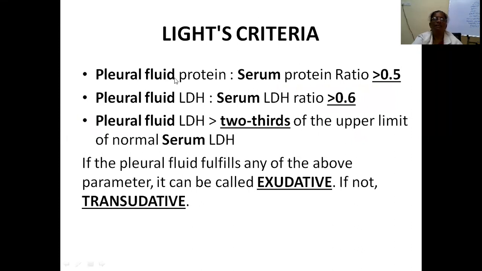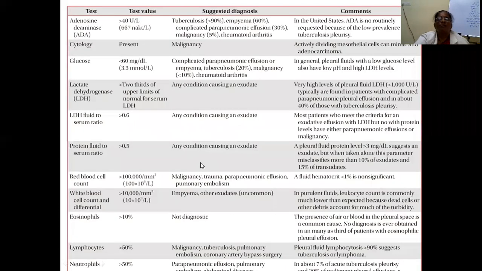Light's criteria is pleural fluid protein and serum protein ratio is more than 0.5. Pleural fluid LDH and serum LDH ratio is more than 0.6. Pleural fluid LDH more than 2/3 of upper limit of normal serum LDH. If pleural fluid fulfills any of these parameters, it is called exudate. Otherwise, it is transudate. So when exudate is found or when transudate is found is a different issue.